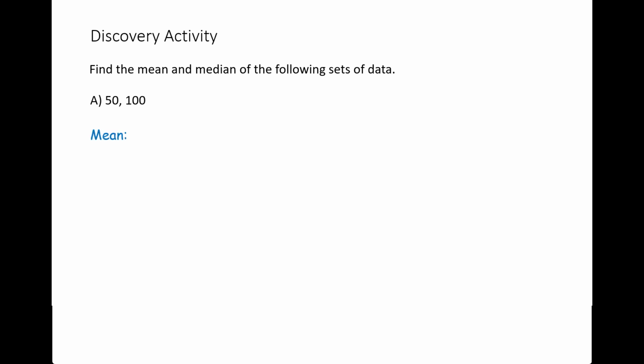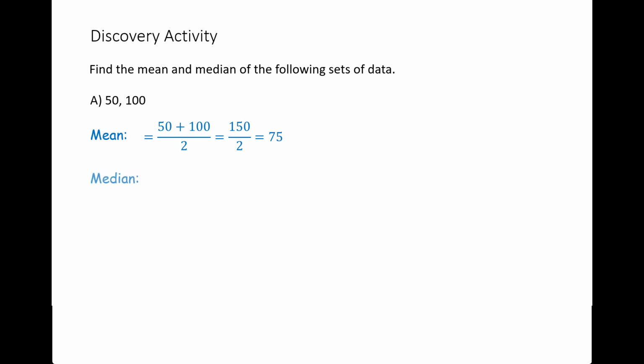The mean is the sum of the data items divided by the total number of items. For this set of data, that'll be 50 plus 100 divided by 2. 50 plus 100 is 150. We still divide by 2, that's the number of pieces of data, and the quotient is 75.